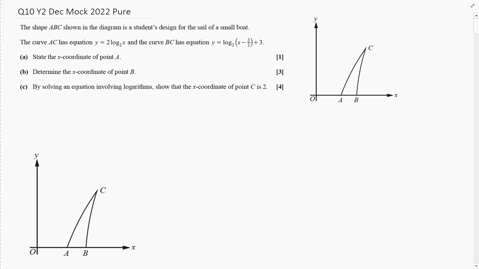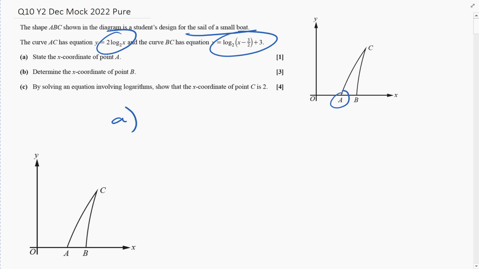Question 10 looks like a logs question, but it's kind of modeling because it's the sale of a small boat, so it's applying this to a real life situation. But really, I'm pretty sure it's just going to have to solve some logs here. So part A, it says state the x coordinate of point A.